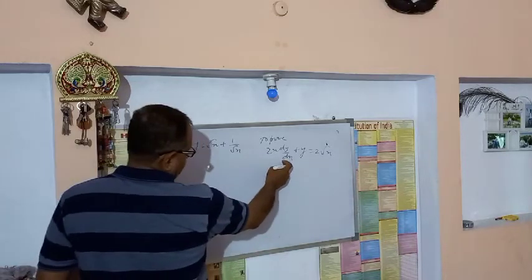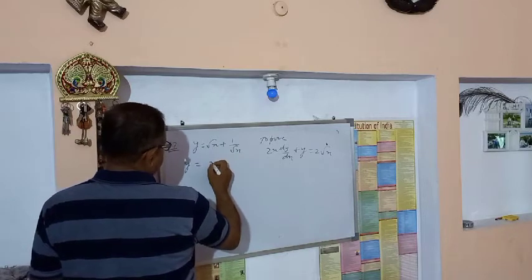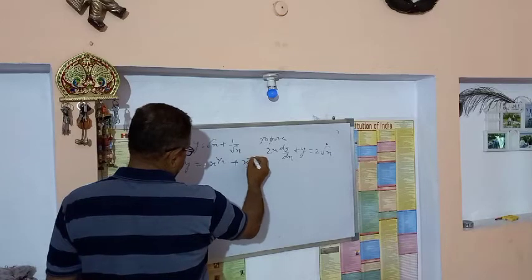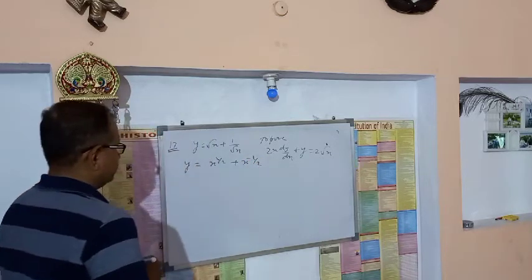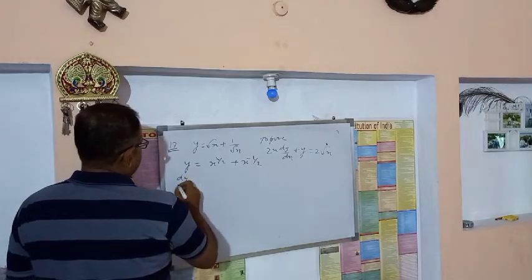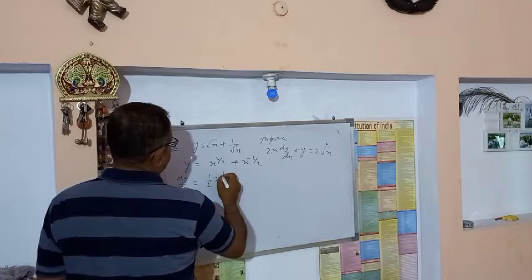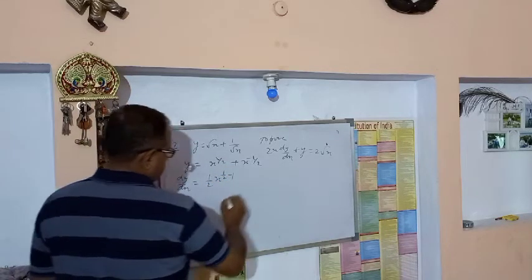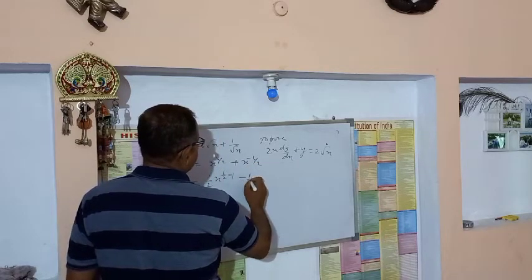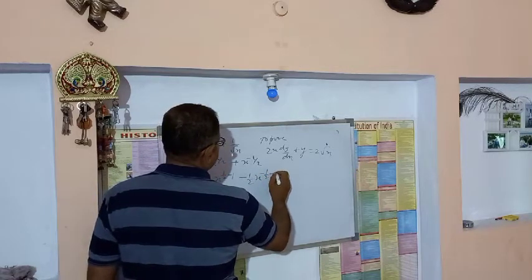It means firstly we have to find dy by dx. So y is equal to root x means x to the power 1 by 2, and 1 by root x we can write x to the power minus 1 by 2. So differentiate. What will be dy by dx? It will be 1 by 2 x to the power 1 by 2 minus 1, and this one minus 1 by 2 x to the power minus 1 by 2 minus 1.